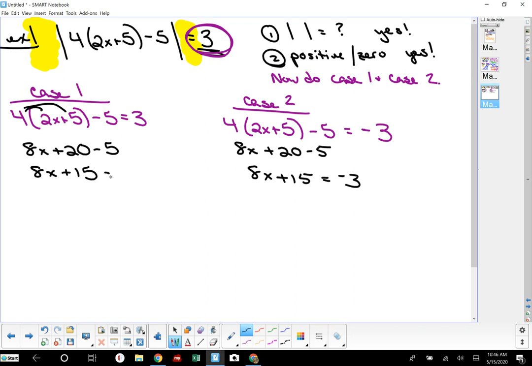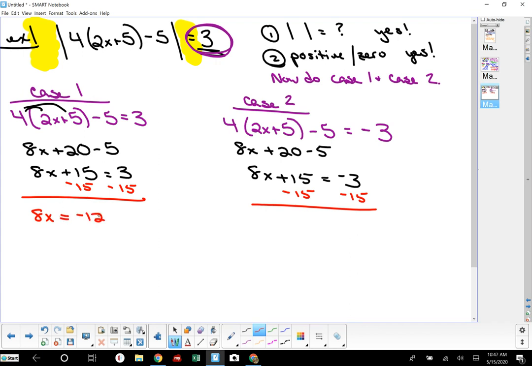And here's where it gets a little bit different. Now when I subtract off the 15, here I'm still going to subtract off 15, but I'm getting a very different piece of information. So 8x is equal to negative 12. And over here, 8x is equal to negative 18. Divide both sides by 8.